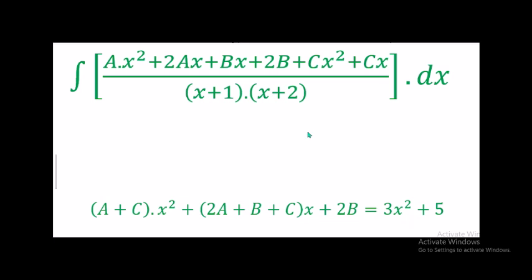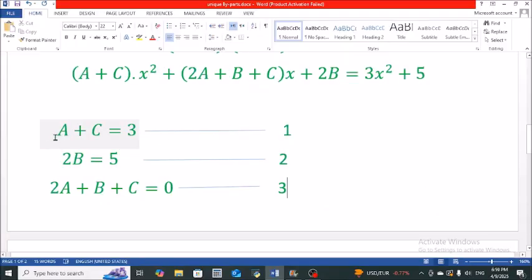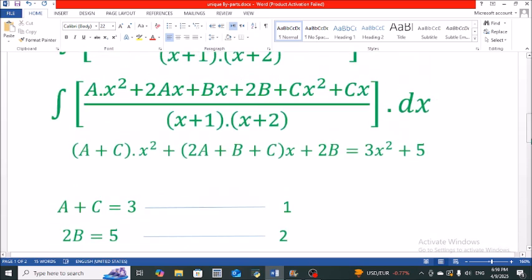So let us now solve these 3 equations. So here are our 3 equations. a plus c equals 3, and 2b is equivalent to 5, the constant term, and 2a plus b plus c equals 0. If you compare it here, the coefficient of x squared is a and c, the coefficient of x is 2a, b and c, and the constant term is 2b.